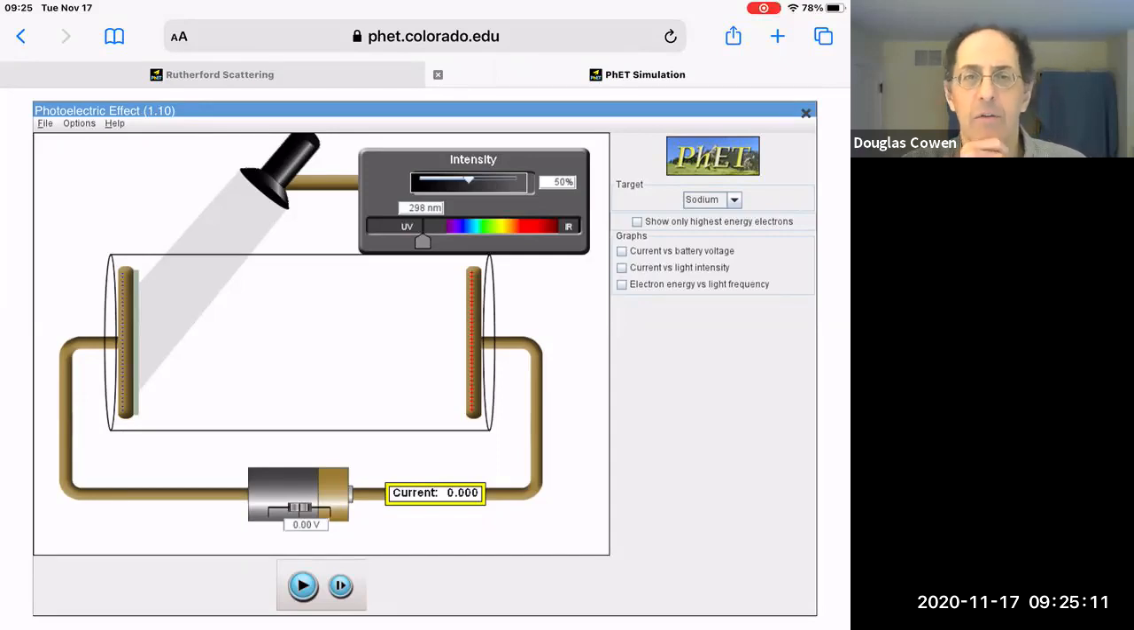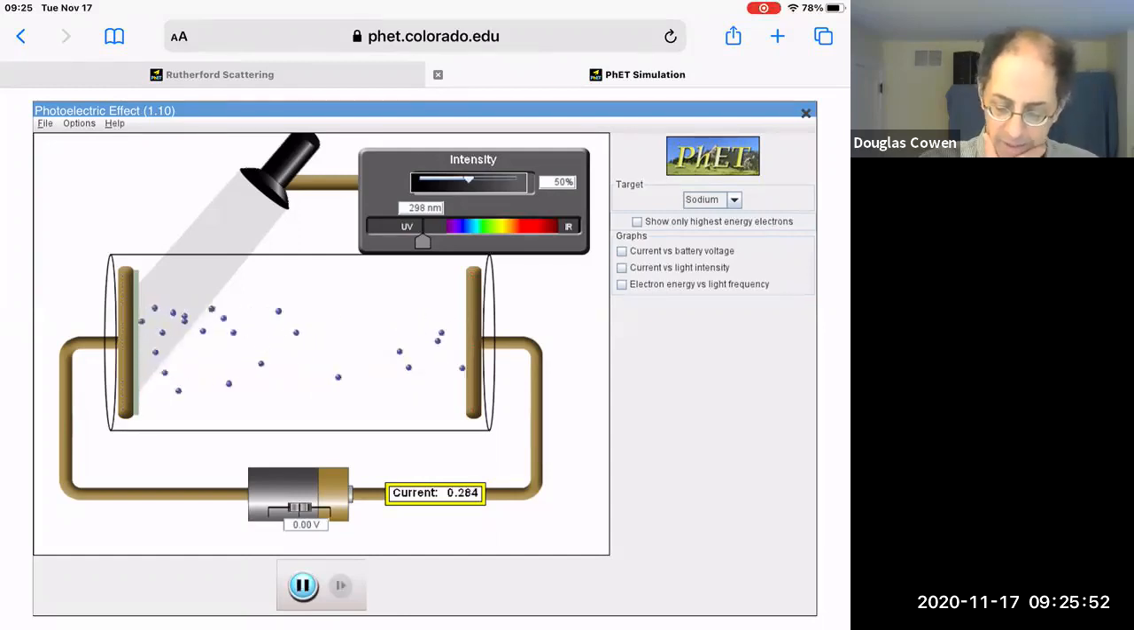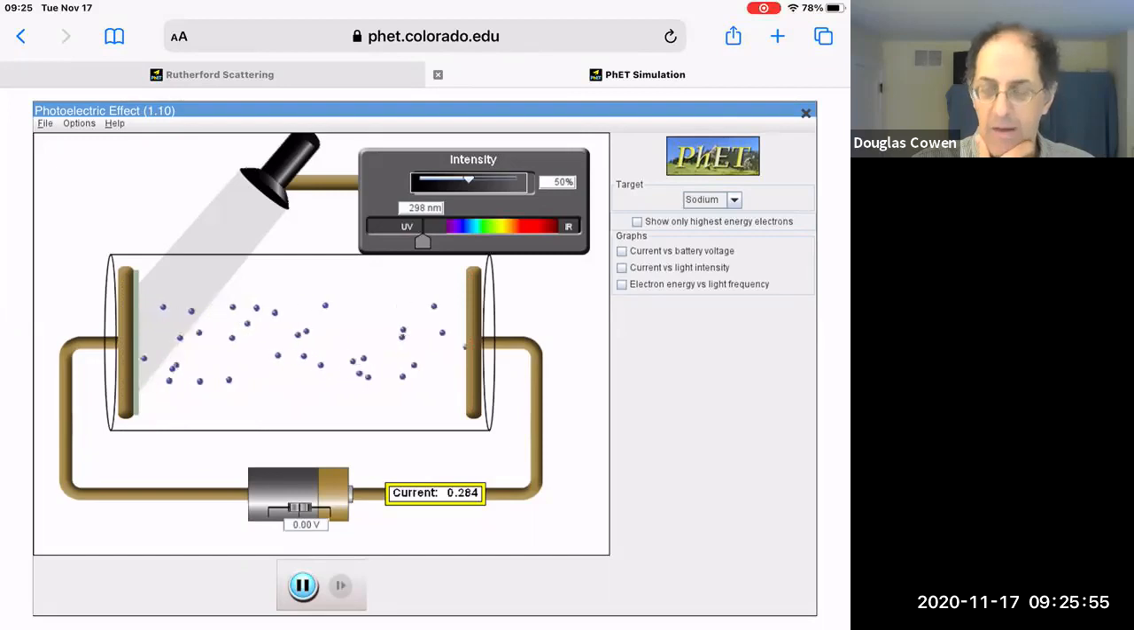So right now we have this set to roughly 300 nanometers, which is in the ultraviolet. And the light is shining on the cathode. And the cathode and anode are at the same potential because if you see down at the bottom, that battery indicates that it's at 0 volts. And then there's an ammeter there, which is indicated by the yellow bounded box that says current. And right now there's no current flowing. So let's start some light flowing, some light from the lamp. So I've done that, I've turned on the light, and it's set at an intensity of 50%.